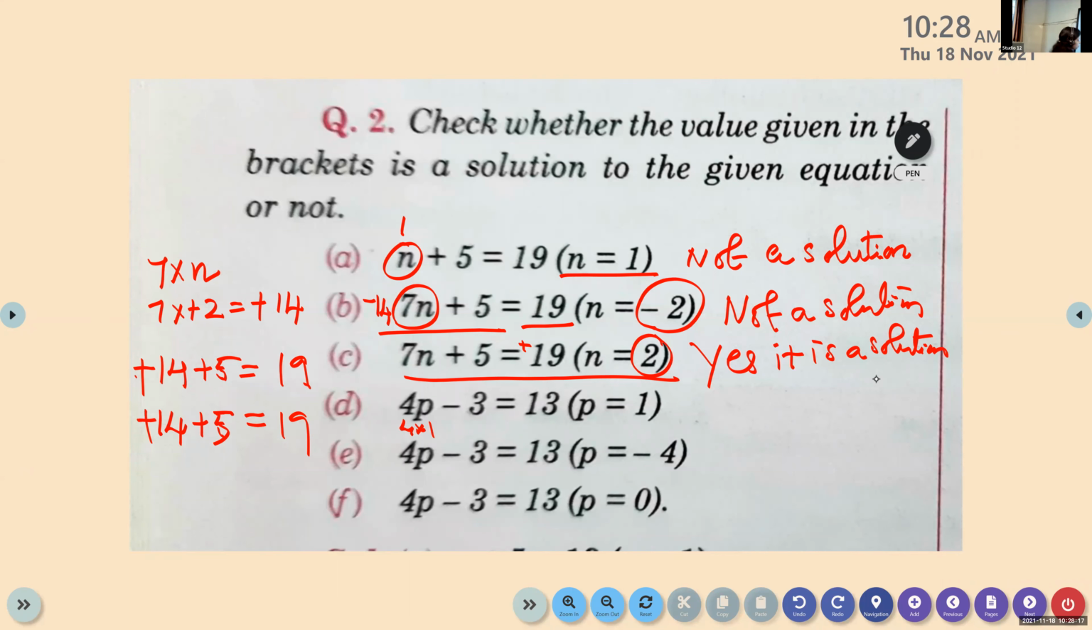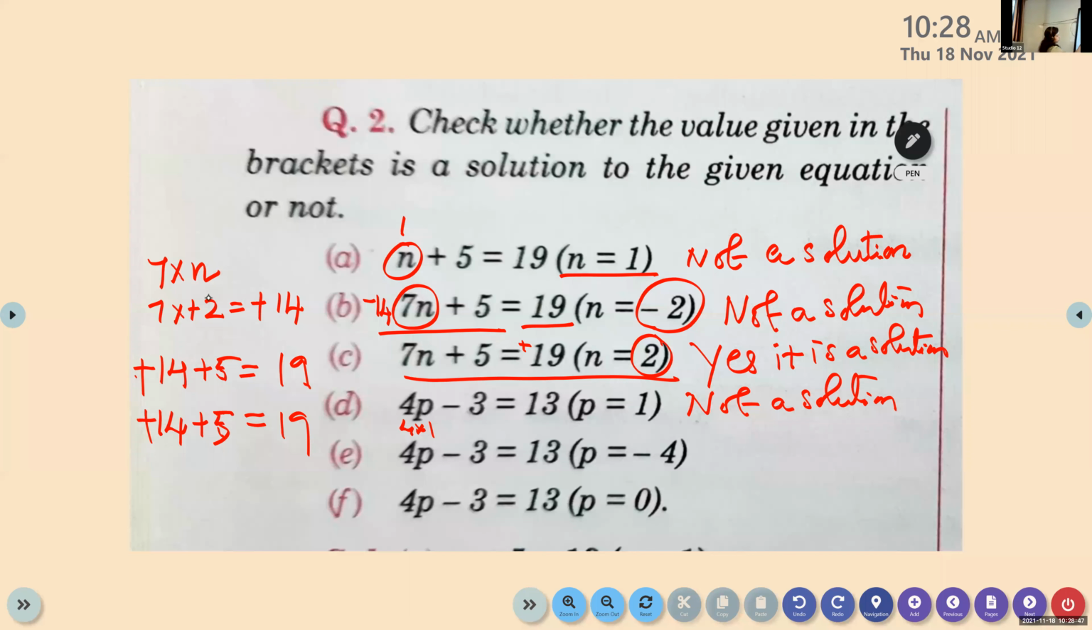Now what about the next one? 4p minus 3 is equal to 30, p is negative 4. Irene, next one, tell me the answer. We can say 4 into negative 4. So what we have to do, just calculate it. Change the sign and add. One minute.